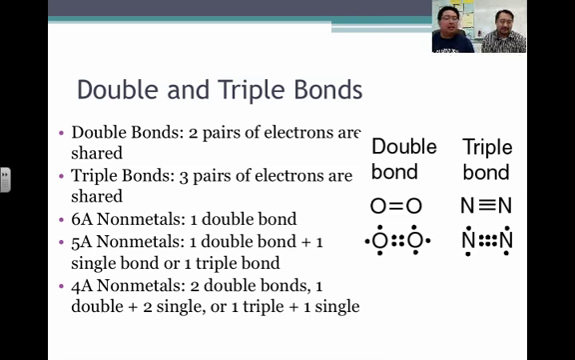For 4A nonmetals, you can have 2 double bonds, and you can have a double or 2 singles, or a triple and a single. And the idea here is represented here. We can use 2 dashes to represent the double bond, or 4 electrons. These electrons that are not part of this are what we call non-bonding pairs, or non-bonding electrons. And then for nitrogen, we have a triple bond, which is 3 pairs.